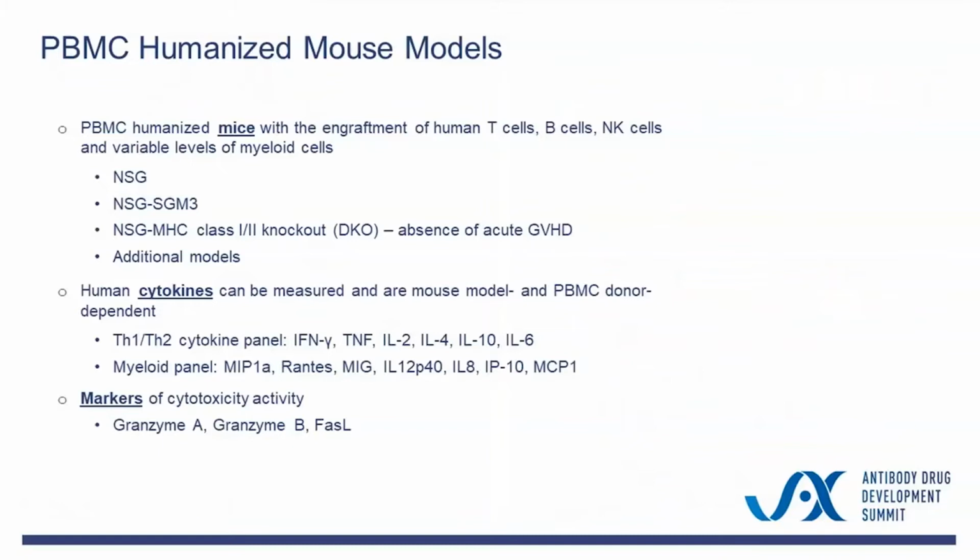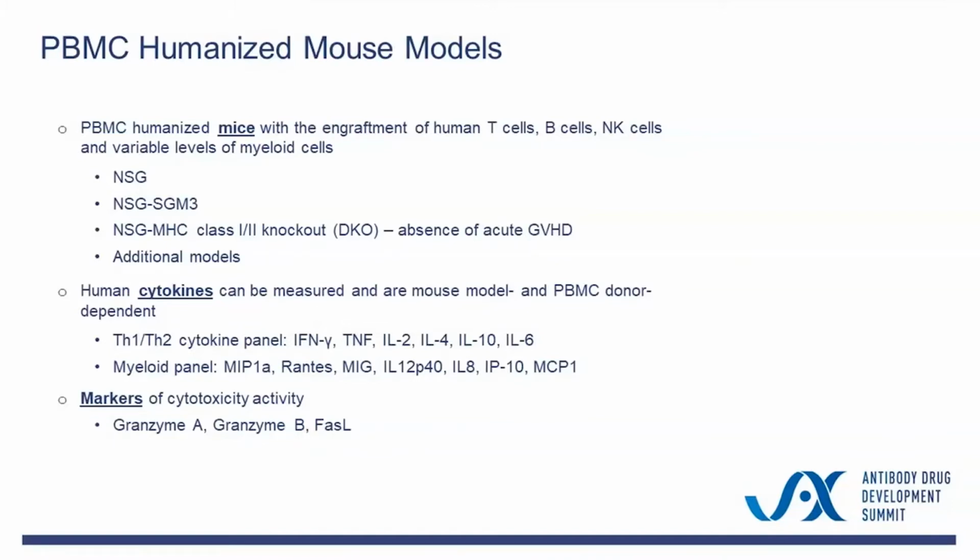So once again, we can see these are different PBMC models shown above. Depending on the mouse model, we can see T cells, B cells, NK cells, and variable levels of myeloid cells. For cytokines, we see the Th1, Th2 T cell panel, but we also have a myeloid panel where we pick up things like MIP1 alpha, RANTES, IL-12p40, IP10, and so on.